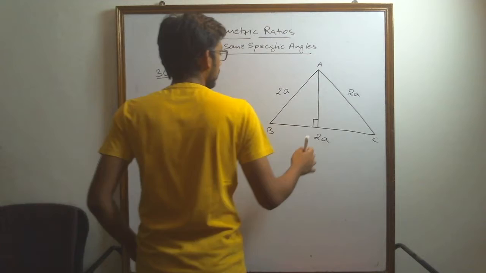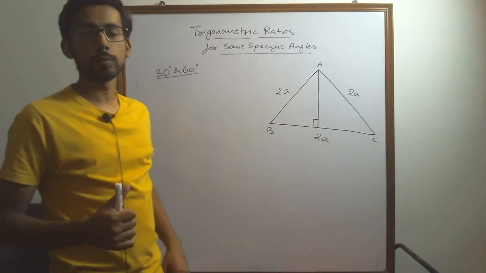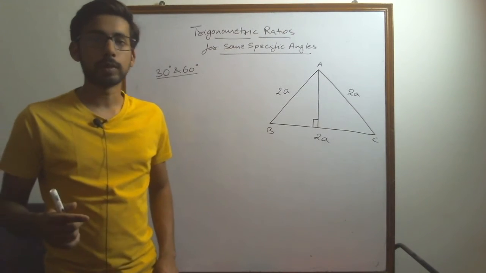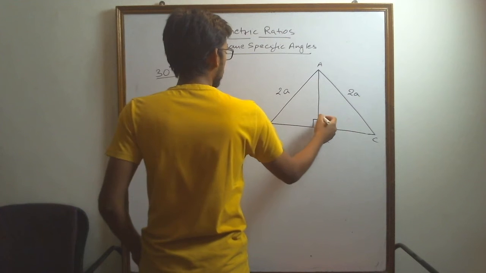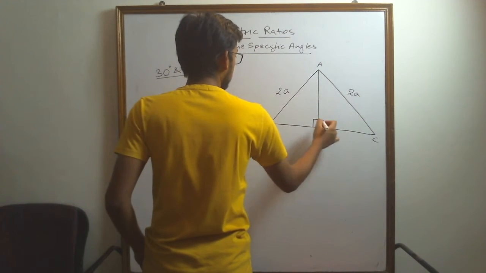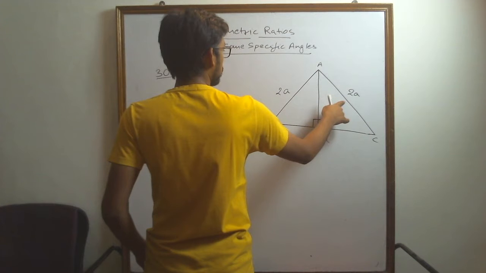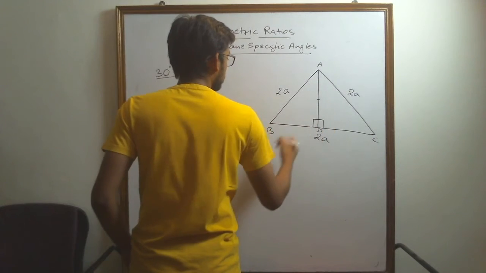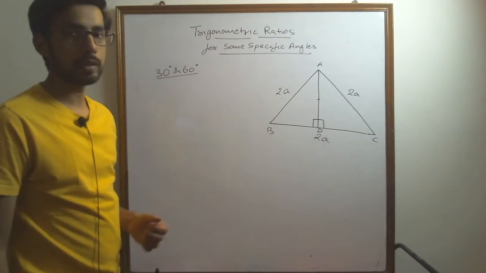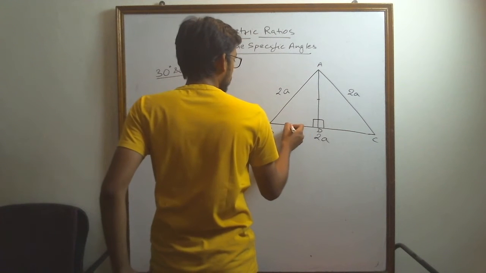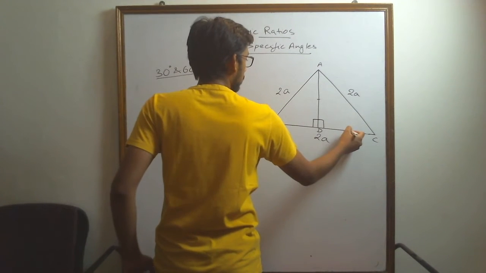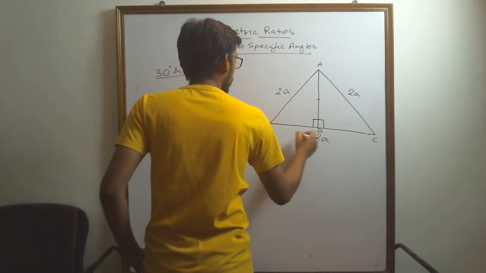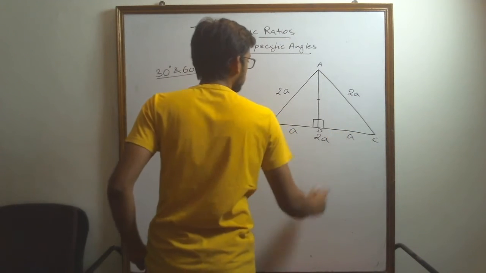RHS congruency is that an angle should be 90 degree, hypotenuse should be equal, and one side should also be equal. So in these two triangles, this angle is 90, this angle is 90, hypotenuse is 2A, this is also 2A hypotenuse, and this side is common, that is A, say this point is D, AD is common. So both of the triangles are congruent. That would mean that this side BD is equal to DC. So that means that D is the midpoint. So if the side is 2A, this will be A and this will also be A.